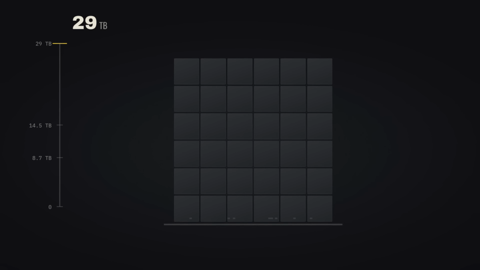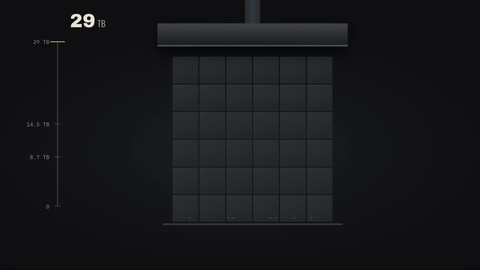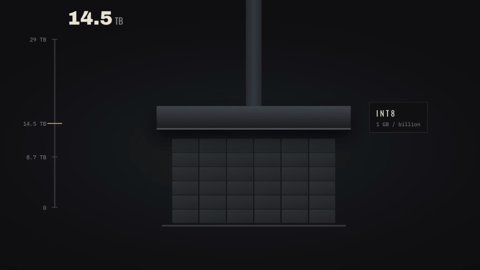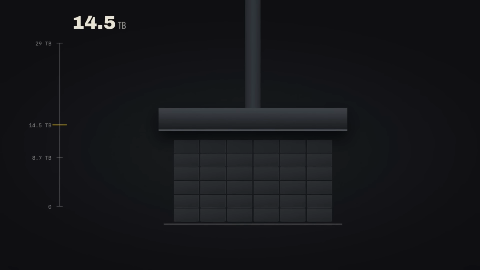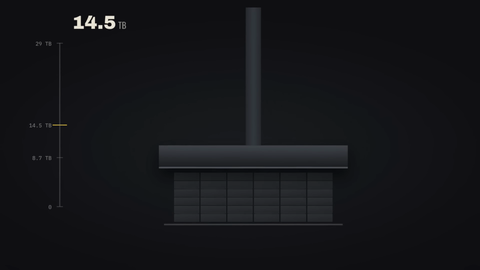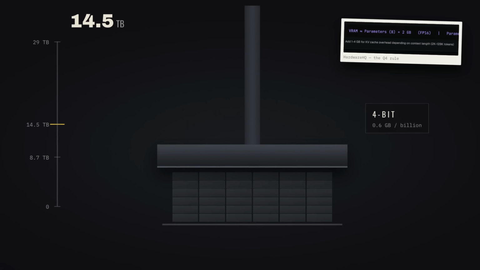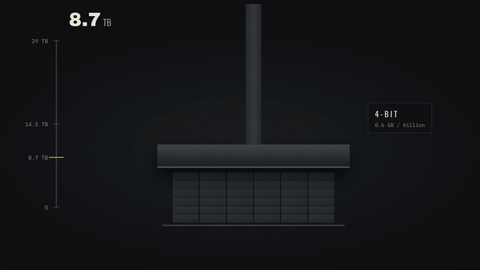Obviously, nobody actually does that, which is why quantization exists, to shrink the footprint by crushing the model into lower precision numbers. Dropping down to INT8 gets you to roughly 1 gigabyte per billion, meaning we still need about 14.5 terabytes of space. And if you compress it all the way down to 4-bit, the published math comes out to roughly 0.6 gigabytes per billion. That brings the physical footprint down to roughly 8.7 terabytes of VRAM.